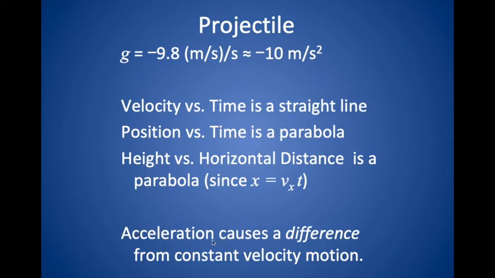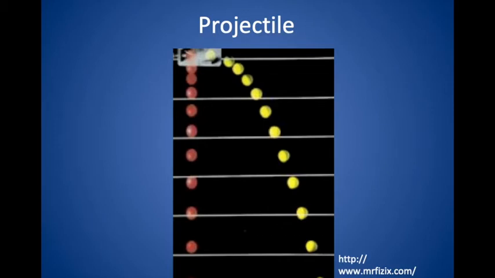Okay, and one thing to keep in mind is acceleration causes a difference from the constant velocity motion. Okay, so for example, if I have two balls and let one of them drop and shoot the other one out horizontally, and then film them with strobe light so you only see the positions at certain times. You can see here the two balls always maintain the same height, so they have the same vertical velocity, vertical acceleration, and vertical position, even though the yellow ball also has a horizontal velocity.